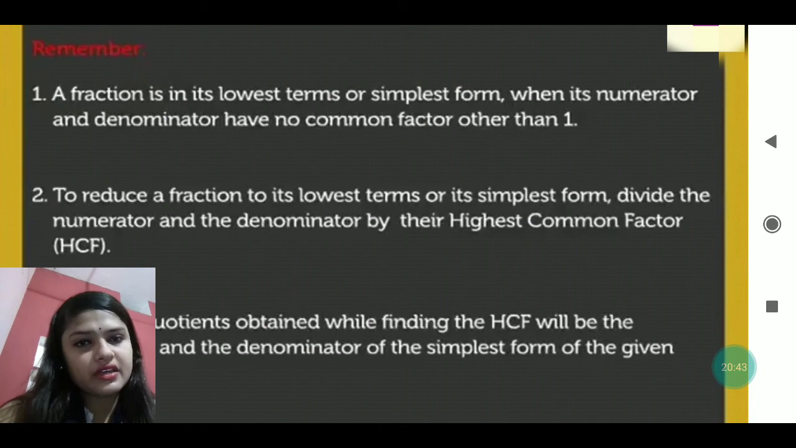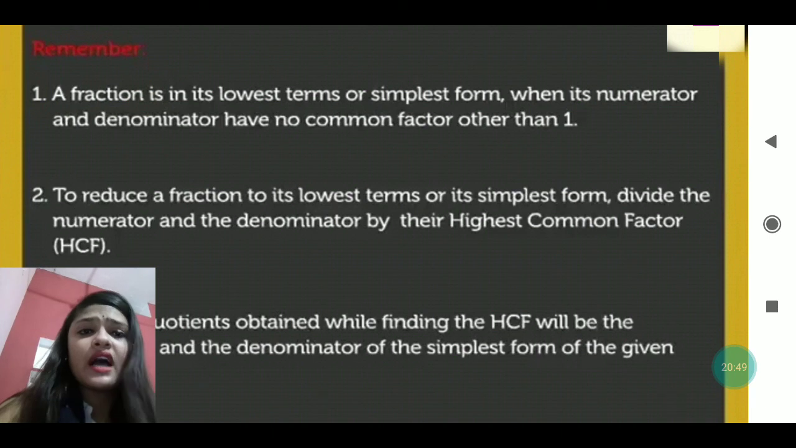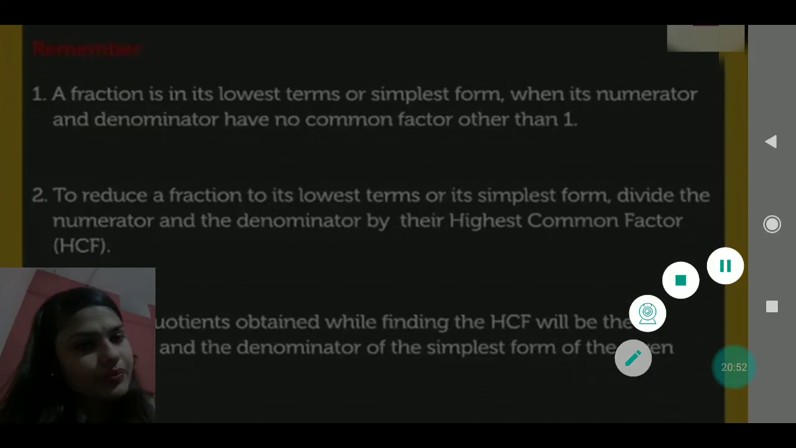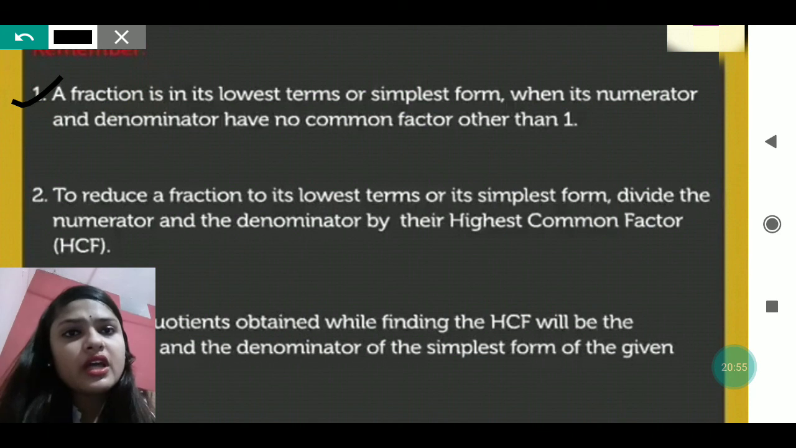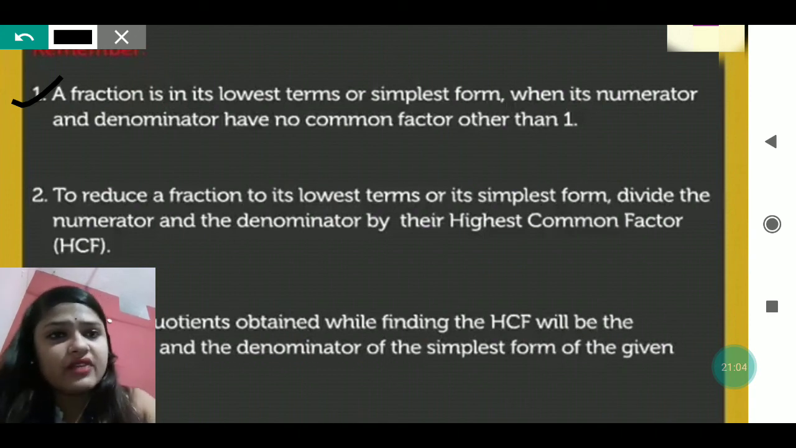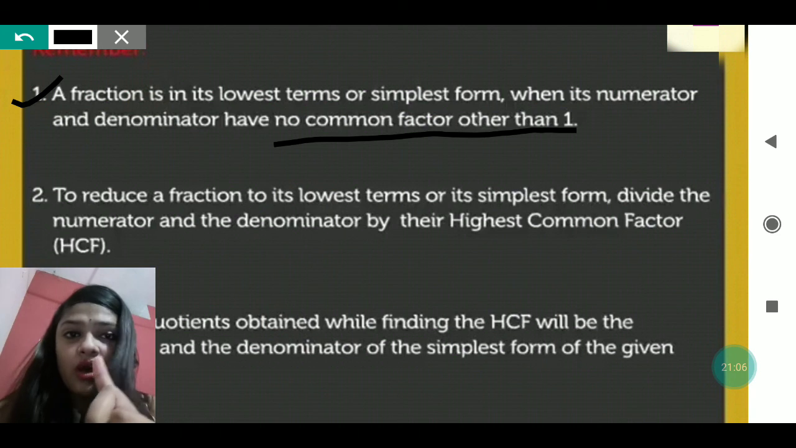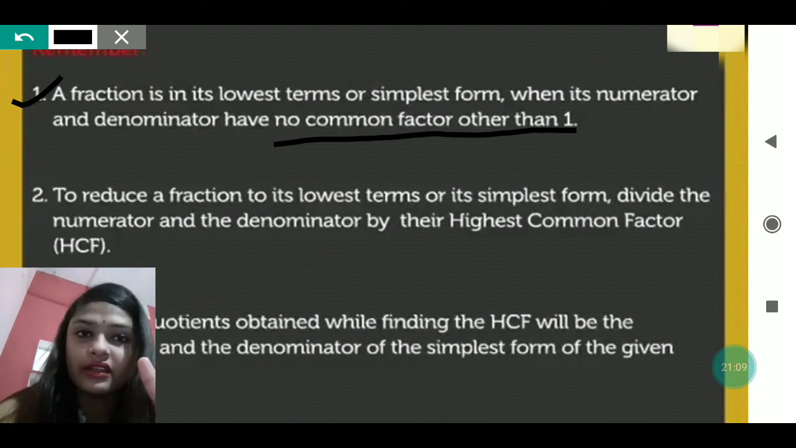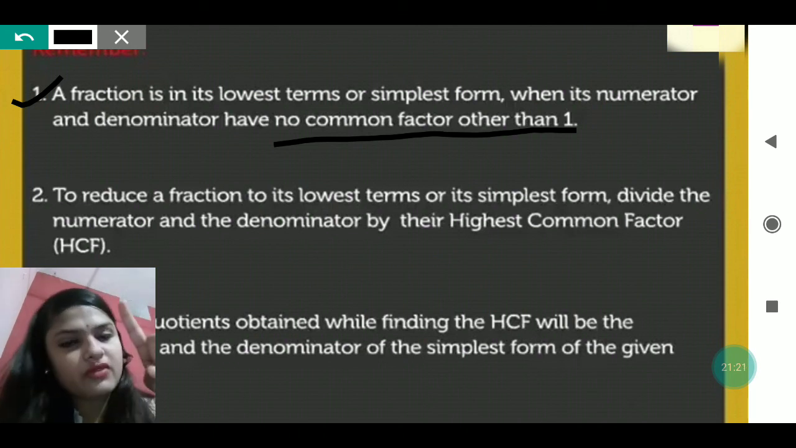Now some points are there, my dear, which you have to learn and keep in your mind. The first point: a fraction is in its lowest term or simplest form when its numerator and denominator have no common factor other than 1. Only one common factor will be there, that is 1. Keep this in your mind. If you are getting any more factors between them, then it has not yet been converted to its lowest term. If you are getting only 1, then it is completely done.